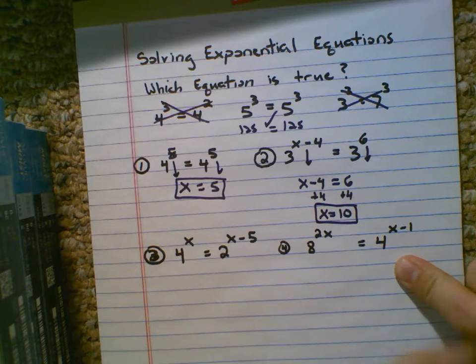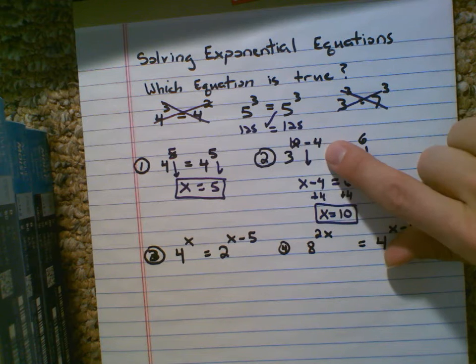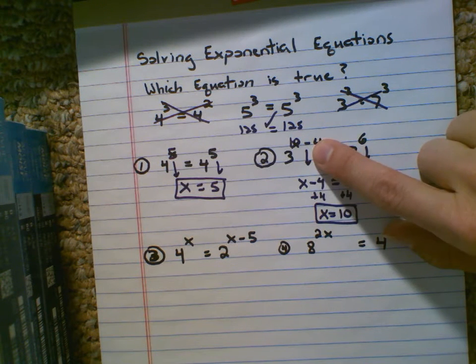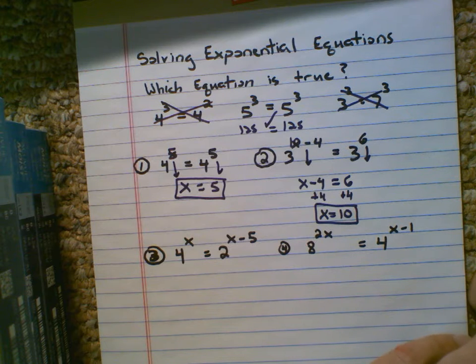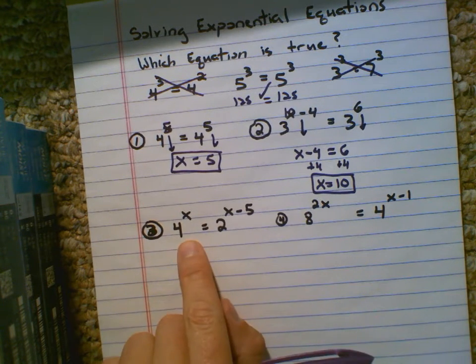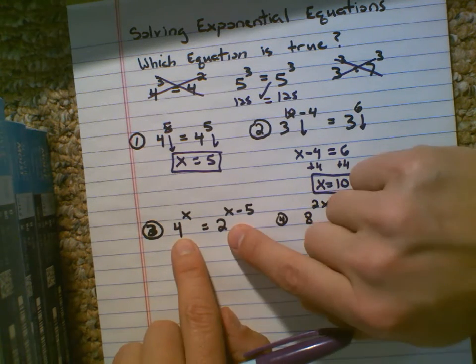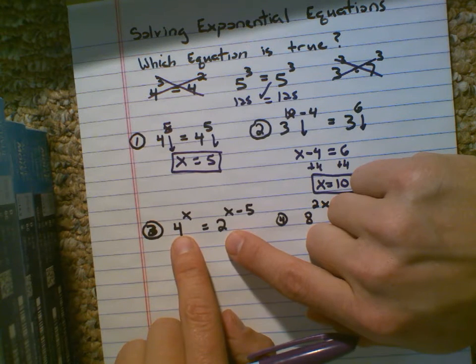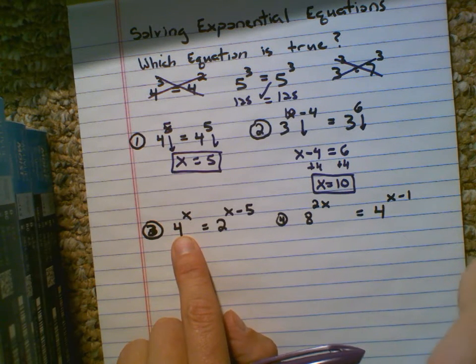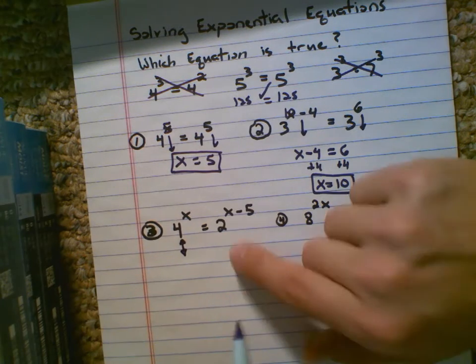Now, once again, I can check my work by simply plugging 10 back into the equation. If I plug 10 back in, 10 minus 4 is 6. 3 to the 6th power equals 3 to the 6th power. All right, let's look at some trickier ones when the bases aren't the same. So looking at number 3 here, notice I have 4 to the x power equals 2 to the x minus 5. Notice the bases here are not the same. Okay, so in a problem where the bases aren't the same, our first goal is to make them the same, to rewrite it so that the bases are the same. So how can I rewrite 4 so that it has a power of 2?